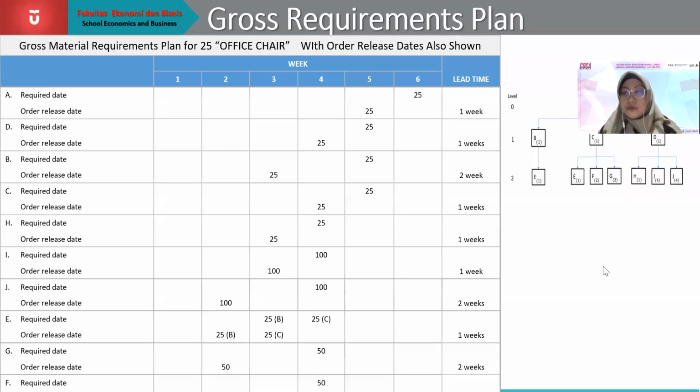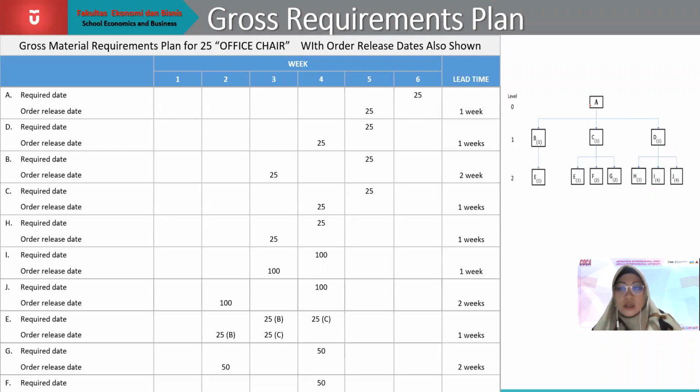So we already have these product structures. We know that we need D to make component A. It means that component A cannot start to produce when there is no D. So if component A starts to produce in week 5, the component D must be finished in week 5. And when does component D start to be produced? Because the lead time is 1 week, component D starts to produce in week 4.